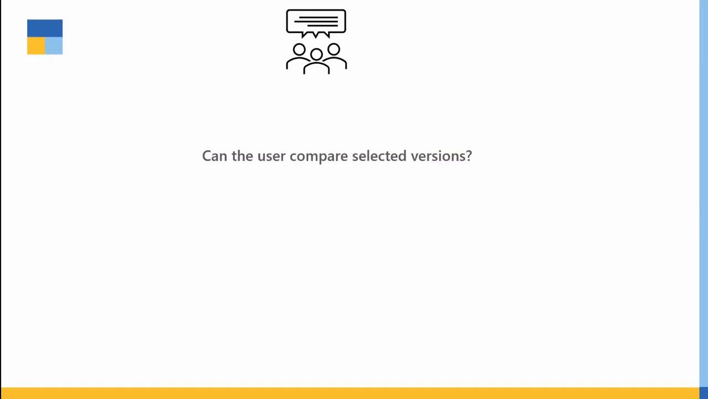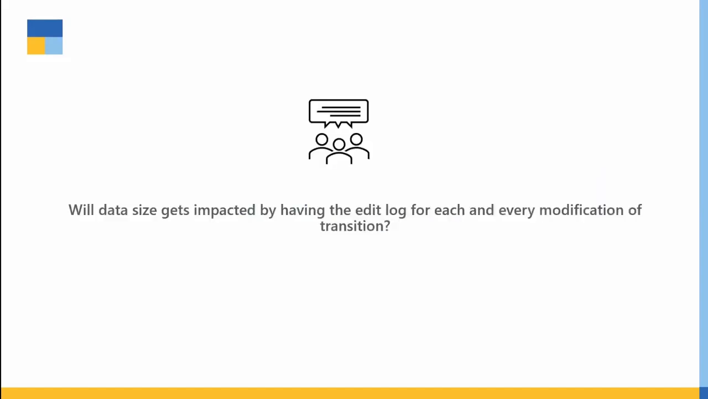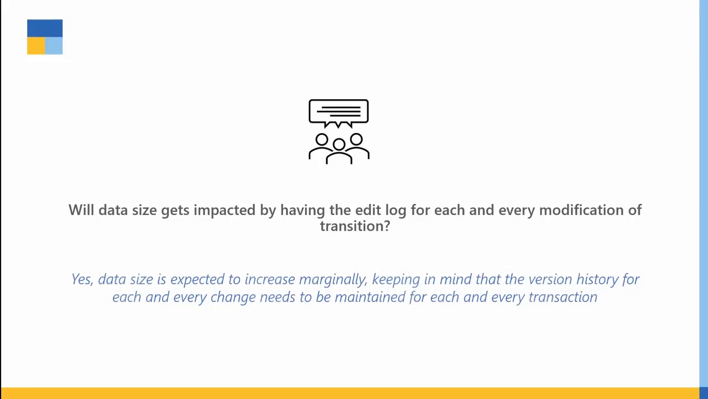Can the user compare the selected version? Yes. We have already seen how that comparison happens: version 4 to version 3, version 3 to version 2, whatever it is. Will the data size get impacted? Yes, of course, the data size will get impacted because of the version history. So ensure that your hard disk space is good enough.